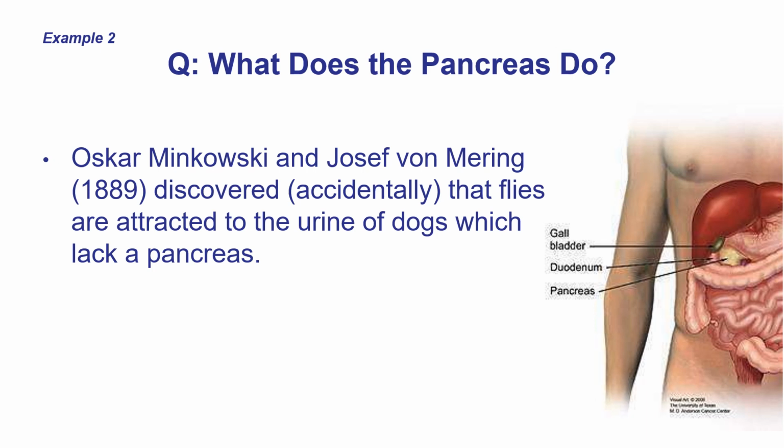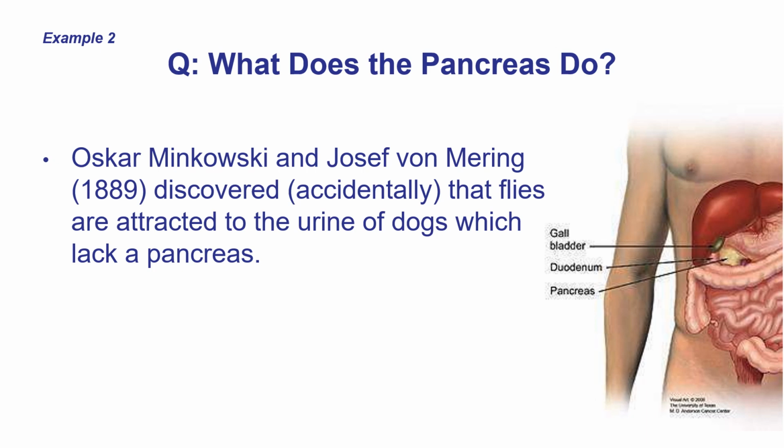They were taking dogs, they were cutting out their pancreas, and then watching them to see what went wrong in order to figure out what the pancreas does. They were very observant, and they noticed that the kennels of the dogs that didn't have a pancreas attracted a lot of flies.